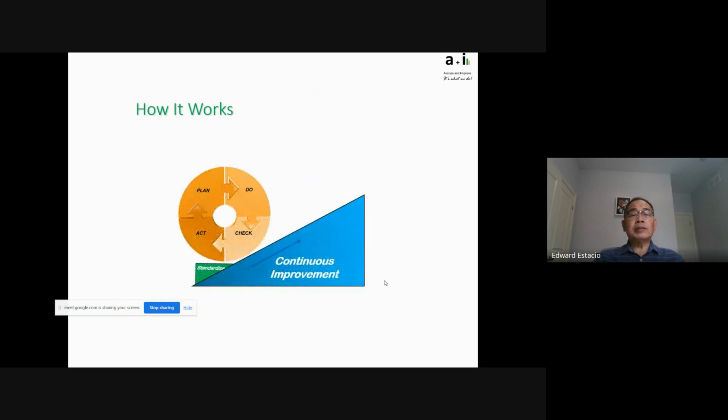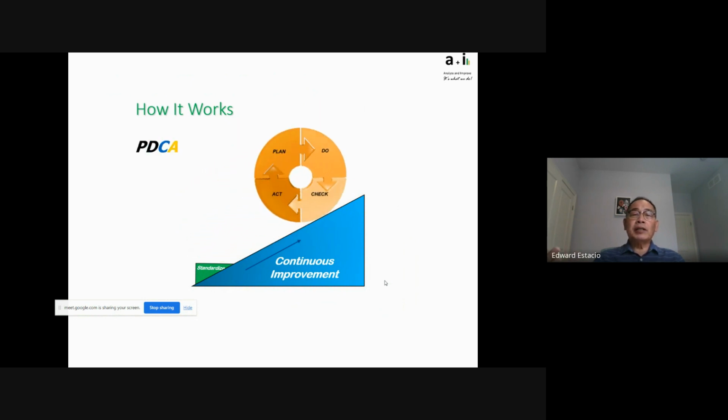So how it works is just like a wheel. We do the PDCA cycle, but how do we prevent it from going back down? What we need to do is put a wedge, which in this case means we standardize the process. We put SOPs in place. We put work instructions in place, just to prevent it from going back to where it was.